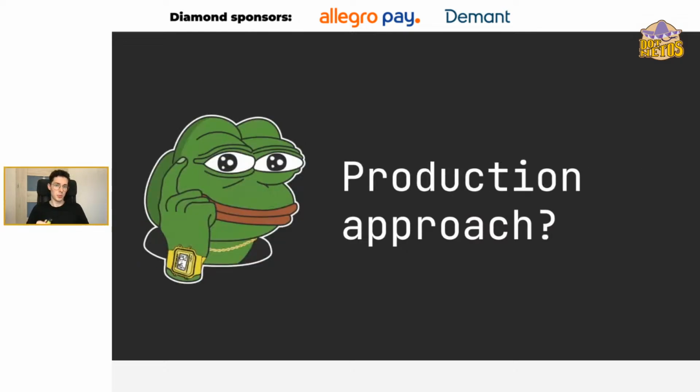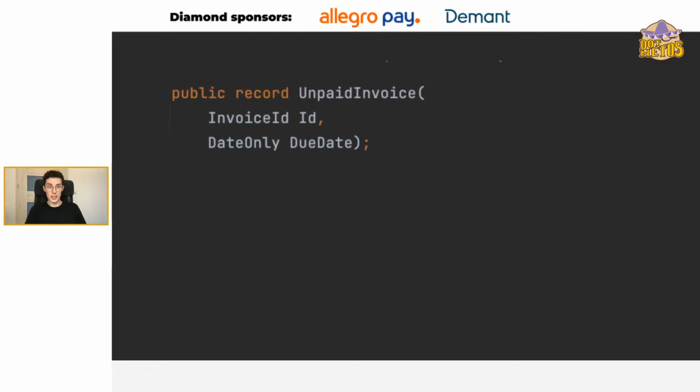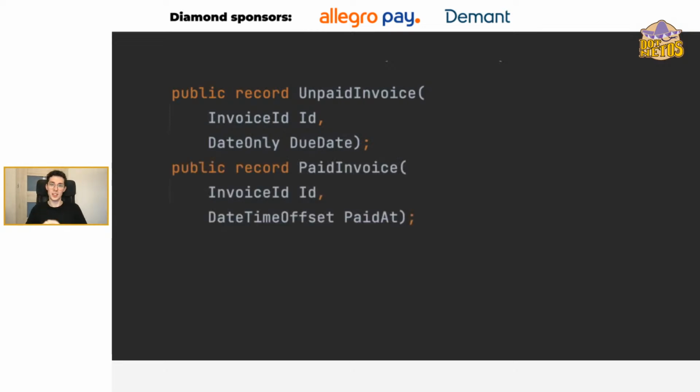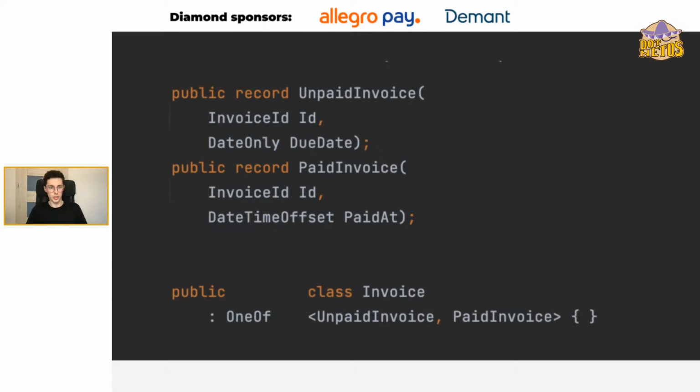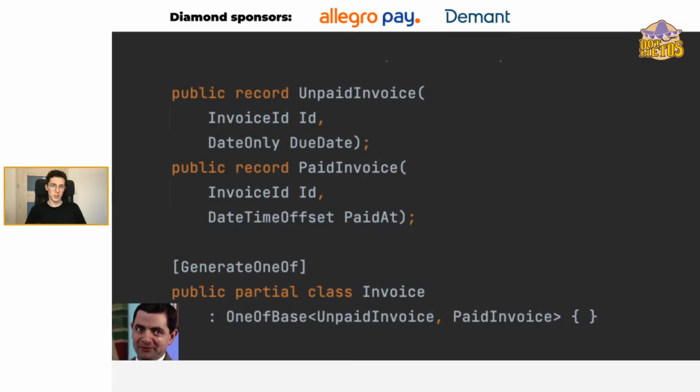can we find a production one, or at least something that will be more community driven, or community-like? There's something that the community already uses. And for the last time, let's add an unpaid invoice and a paid one, both without the inheritance here. And let's do the invoice the same way we've done with F#. So we create a choice type, denoted by OneOf because it's a one-of, with the unpaid and the paid one as generic arguments here, and add some magic.